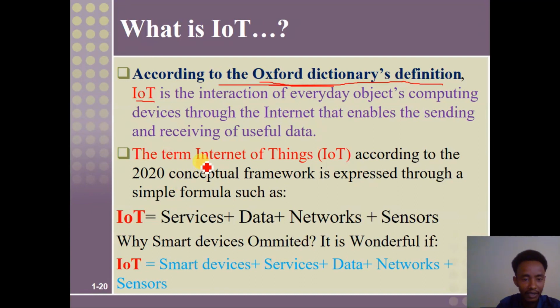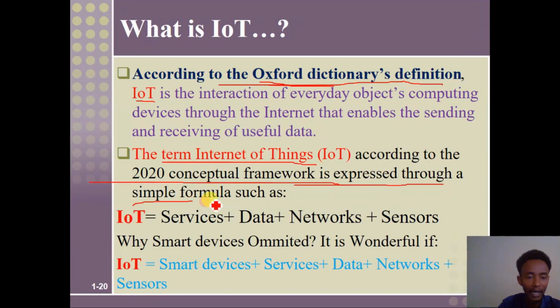The term Internet of Things, according to the 2020 conceptual framework, is expressed through simple formulas. According to the 2020 conceptual framework, IoT is a combination of services, a combination of data, a combination of networks, and a combination of sensors.